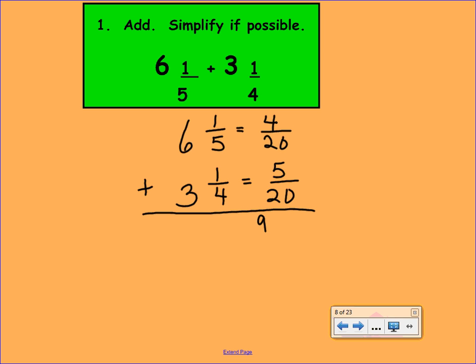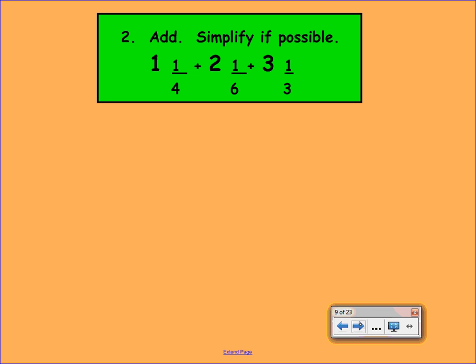When I add that, I get 9/20, and now I'll add my whole numbers, and I get 9 and 9/20, and that does not need to be simplified. Let's go to the second problem. We have 3 numbers, and that's okay to add those. Make sure that you're finding a common denominator. Pause the video cast while you work on that, and I'll be waiting right here for you.